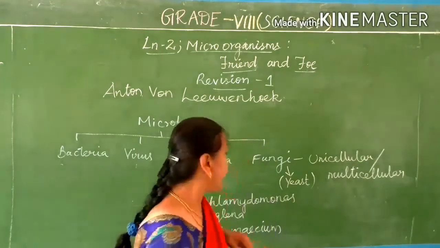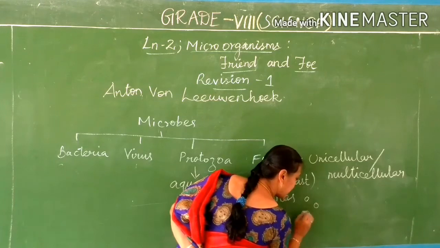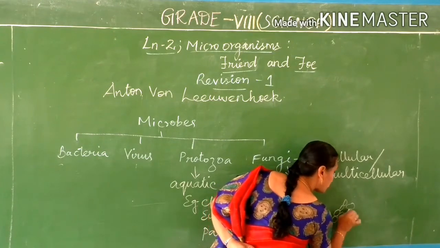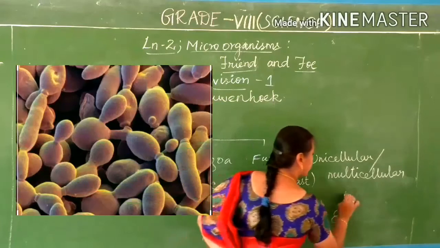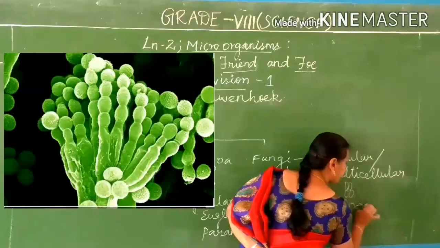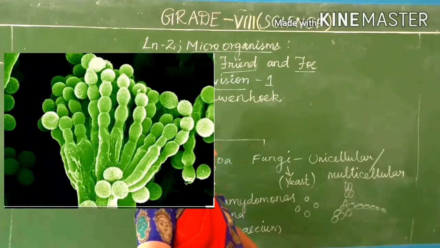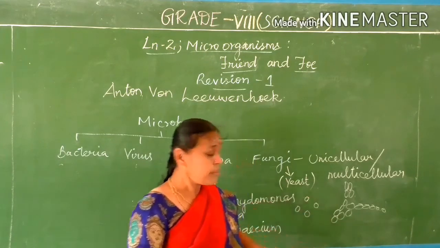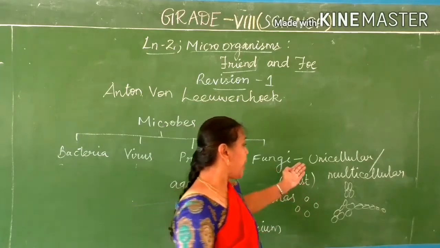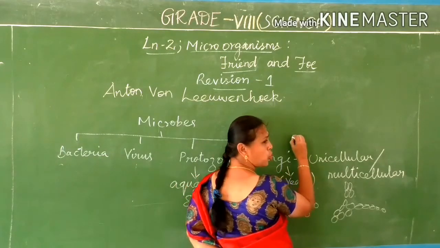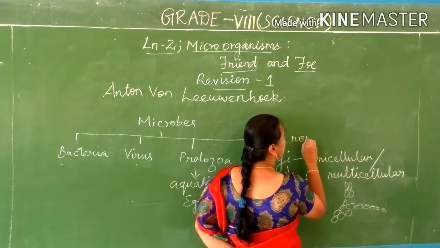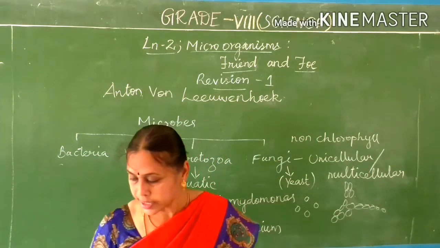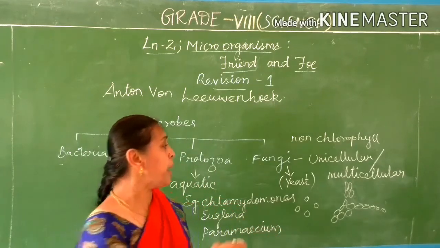Okay, so it is either present singly, that is called unicellular, or it may be seen in colonies. In groups also it may be present. For example, yeast. Penicillium notatum lives in colonies, and it is very useful. Fungi are non-chlorophyllous, they don't have chlorophyll. So they are not able to produce their food. Understand? And example, bread mold.